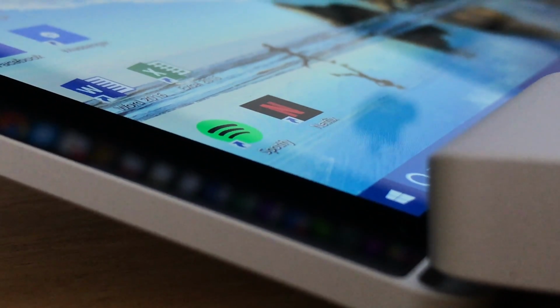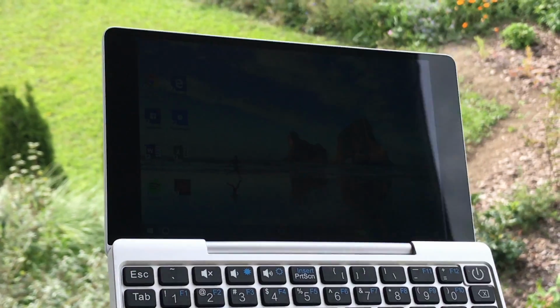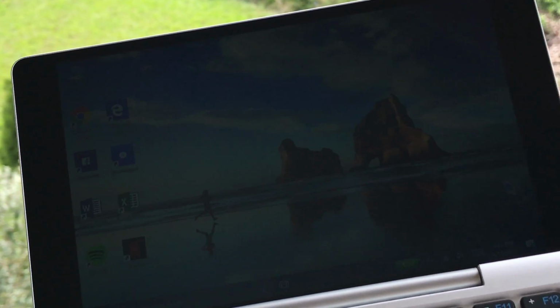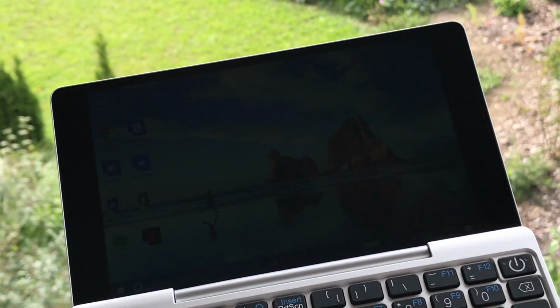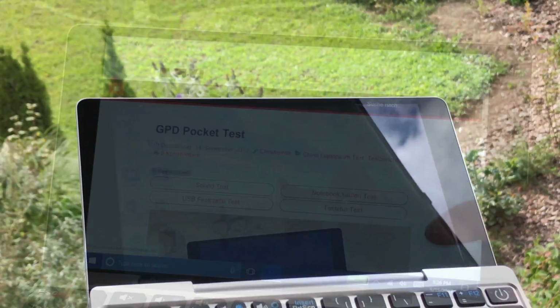The viewing angles are also very stable. A great weakness, however, is brightness. This is only sufficient for indoor use. If the sun is shining outside, you can hardly see anything on the display.